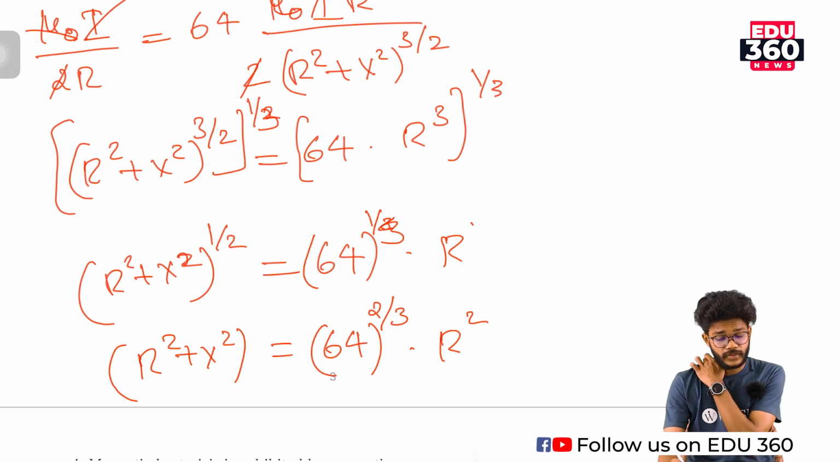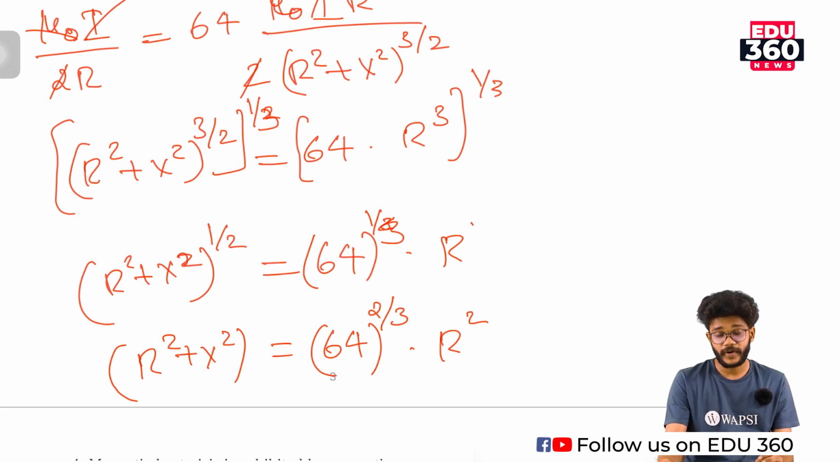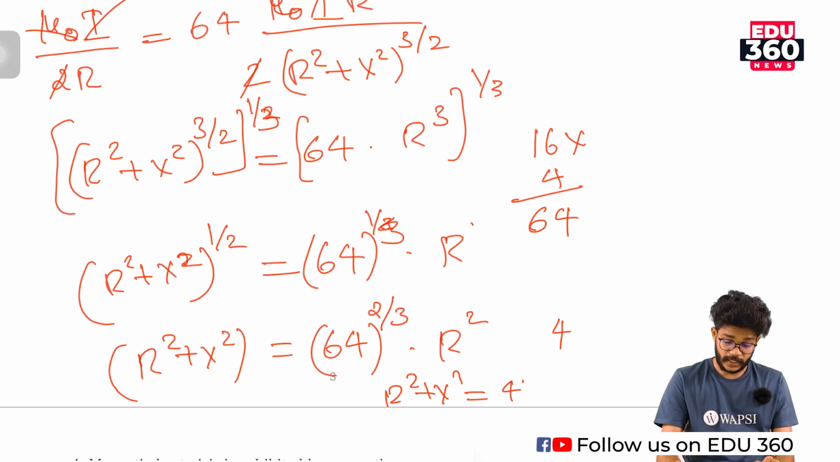Actually, 6 into 6 is 36, and 4 cubed is 16 into 4, which is 64. So the cube root of 64 is 4, and its square is 16. So we get r² + x² equal to 4r².